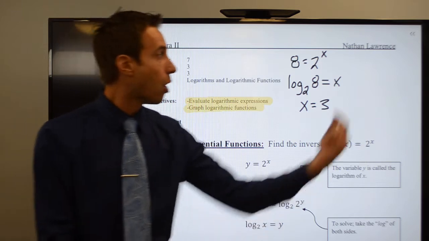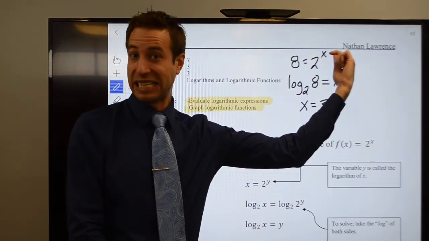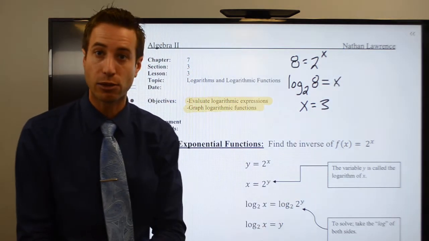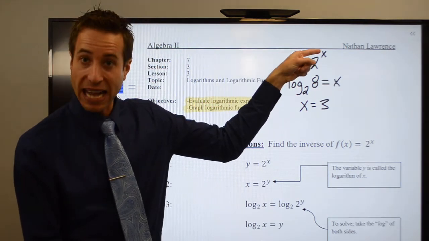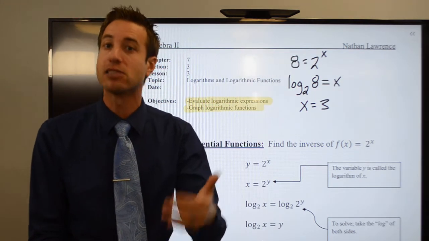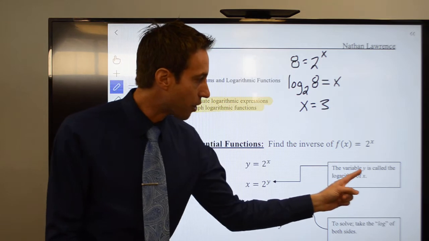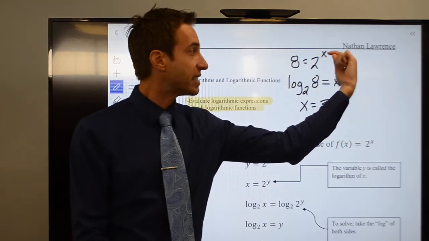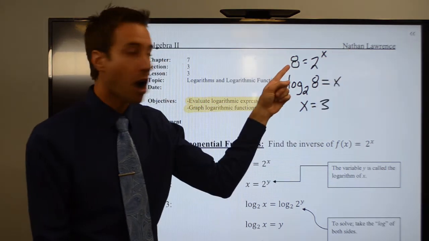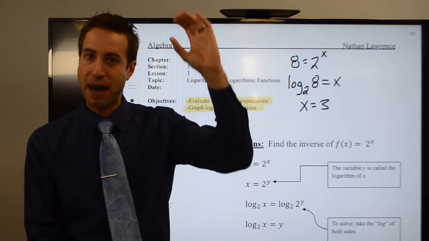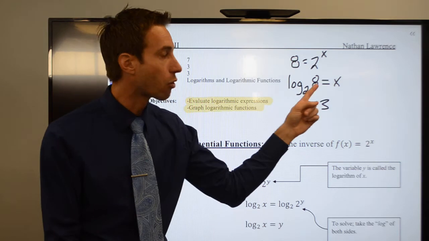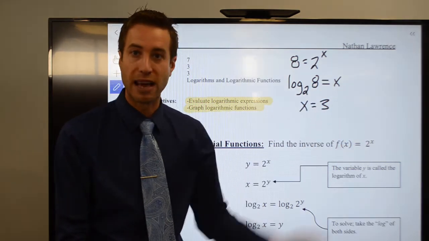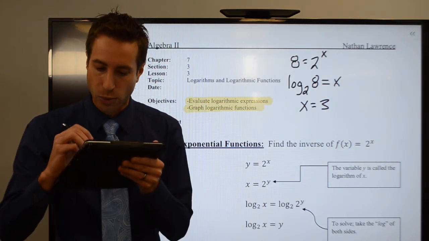You figured out what this power needs to be. It has to be a 3. And this power, by definition, is known as the logarithm, right? The variable y is called the logarithm of x. In our example problem, this x is the logarithm of 8. And to figure out that power, you'll just take the logarithm of 8 to figure out what that variable needs to be. Let me do another one with you.